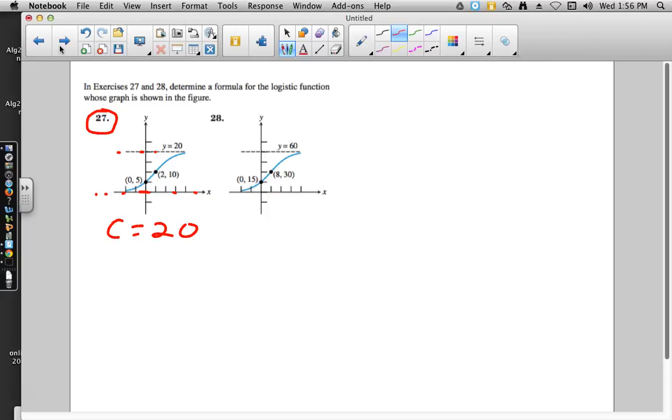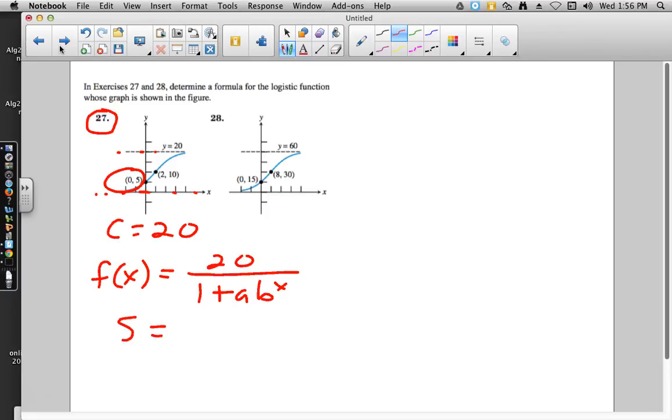I don't know if it's population. I have not a clue. So I'm going to go ahead and put f of x is there. And then 20 is my C value for on top, and I need 1 plus A times B to the X. I'm definitely going after that A first because I can see right here that (0, 5) is part of this graph. So I'm going to put a 5 in for the Y and put a 0 in for X.